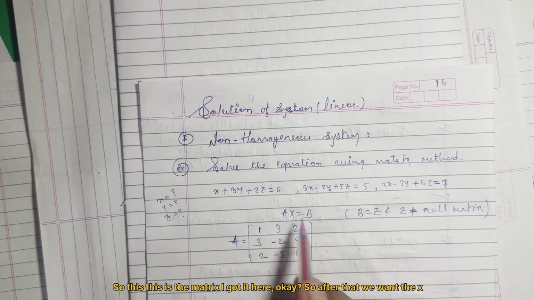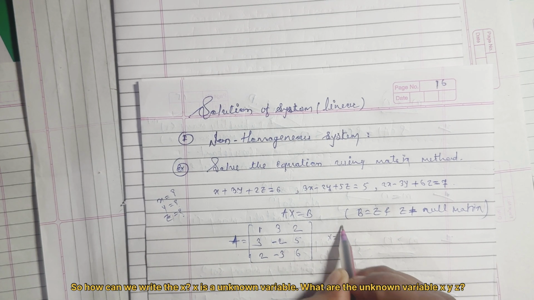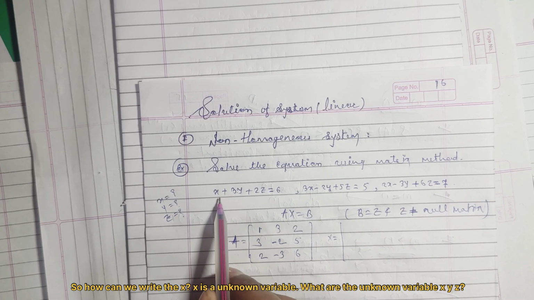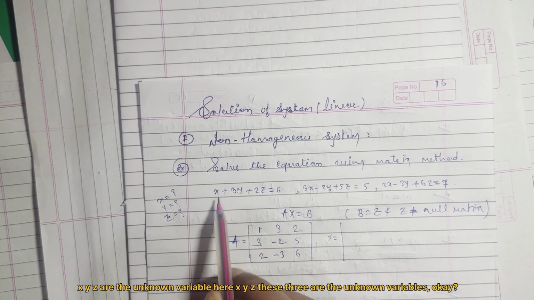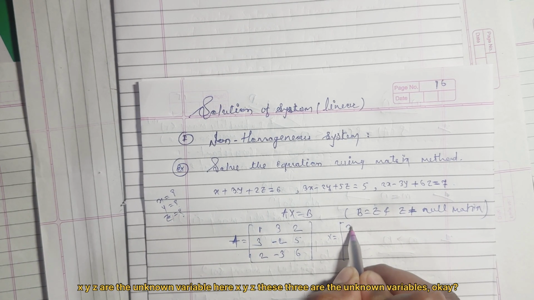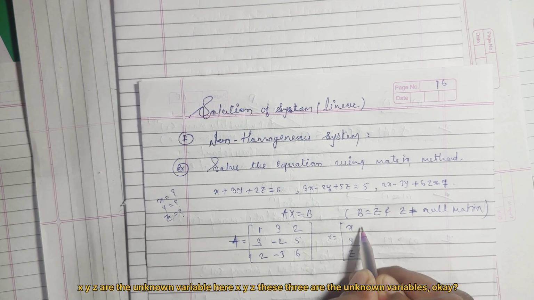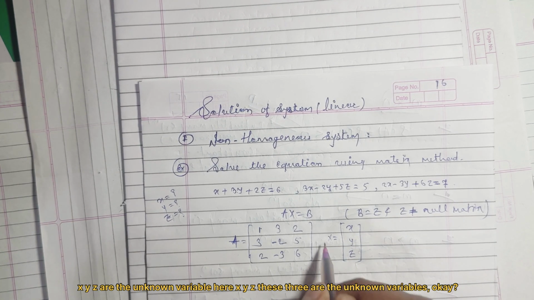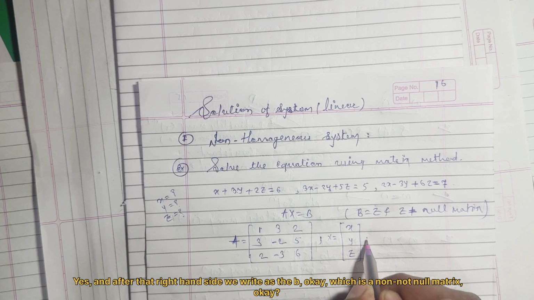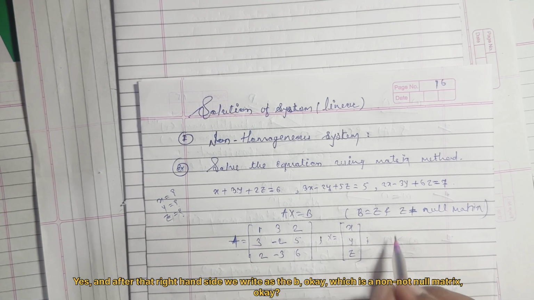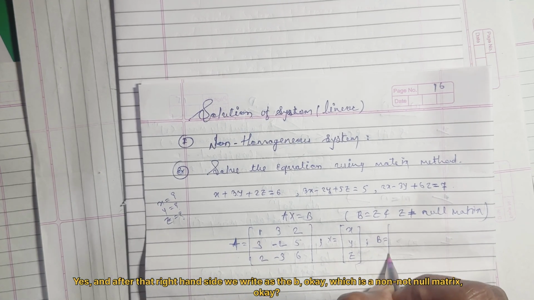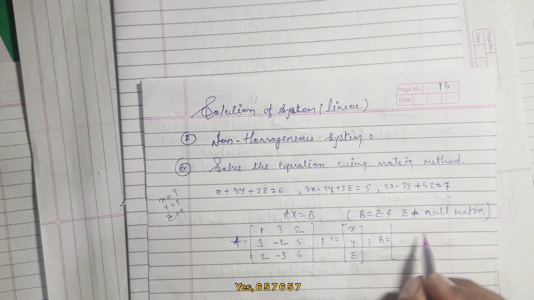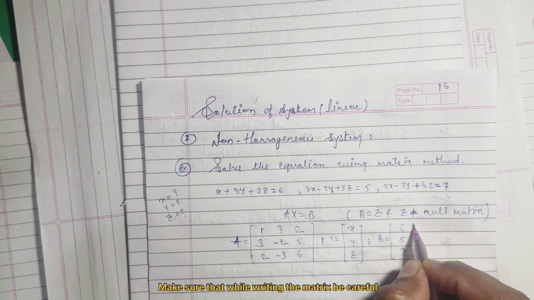After that, we want X. X is the column of unknown variables. What are the unknown variables? x, y, z. These three are the unknown variables. And after that, the right hand side we write as B, which is not a null matrix: 6, 5, 7.